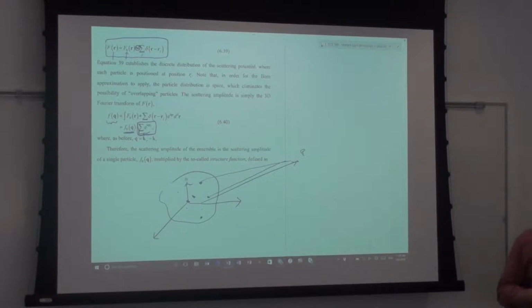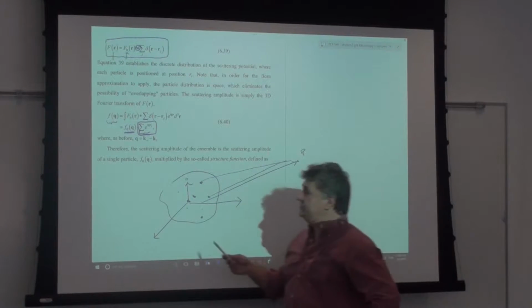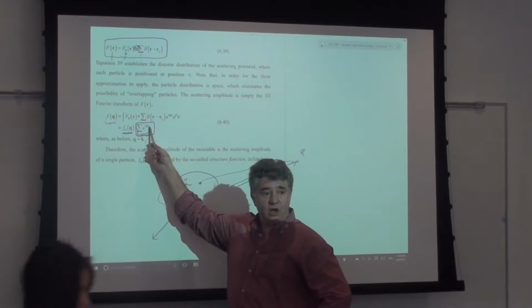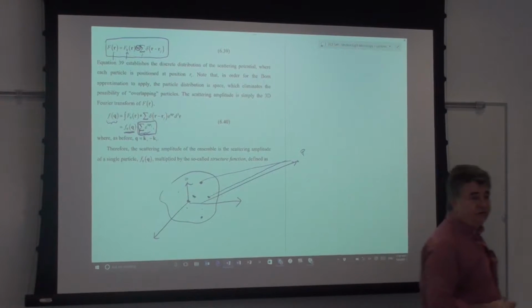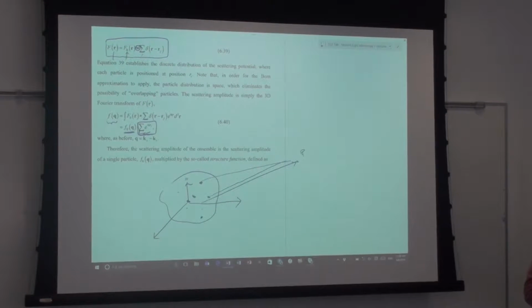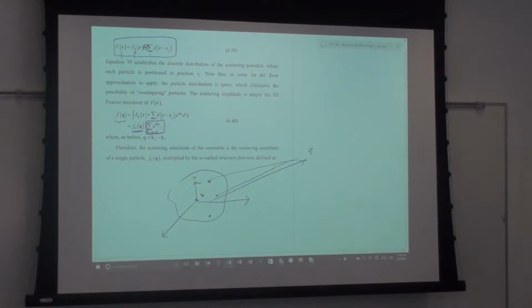Yeah? And it doesn't matter when you pick the zero. It doesn't. Right? Why would it matter? If I shift all of them by a constant, I'm going to have a constant phase term in front. Nobody cares. It will be like plus R naught here.